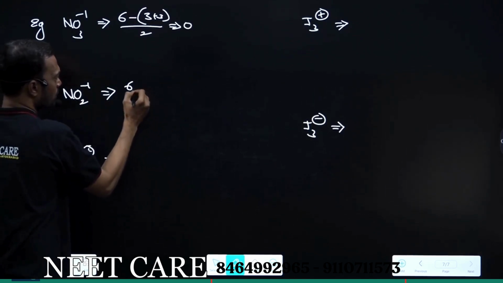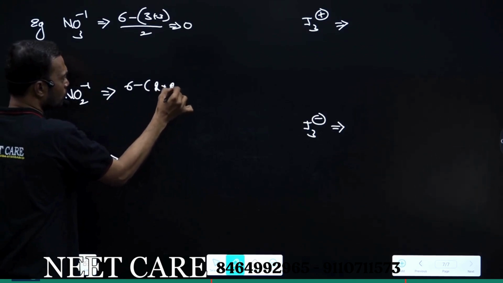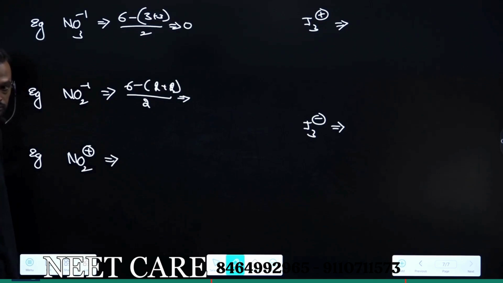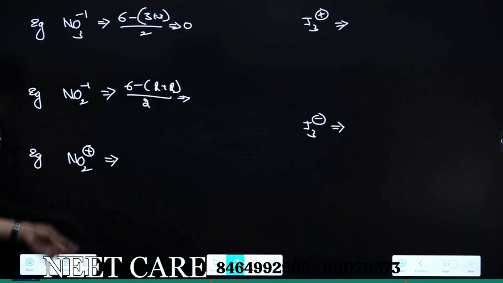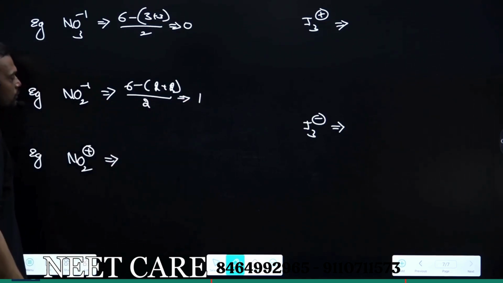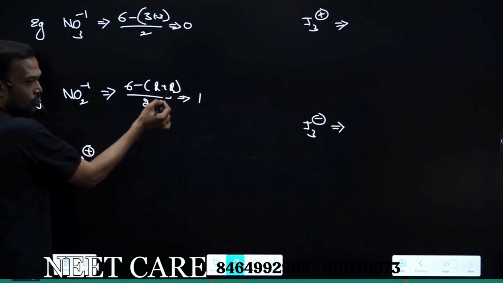Now here in this one, nitrogen 5 plus 1, 6 minus. How many sigmas and how many pi's are present? 2 sigma, 2 pi, divided by 2. Now how much will you get? NO2 minus 1. Is there 1 lone pair or not? 6 minus 4, 1 lone pair. 4 by 2, 2 by 2 we will get.